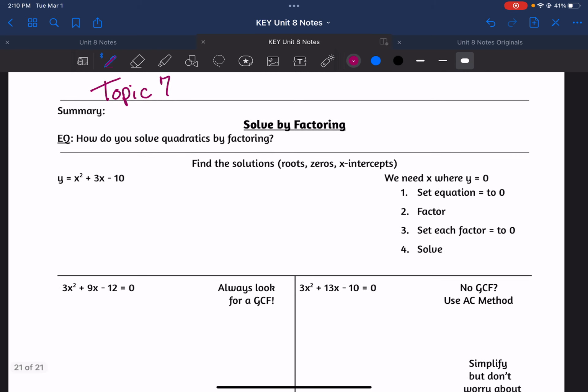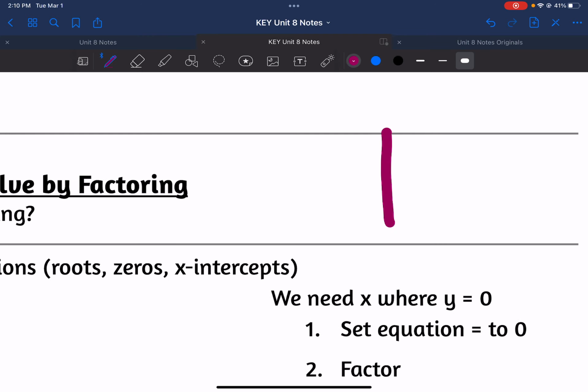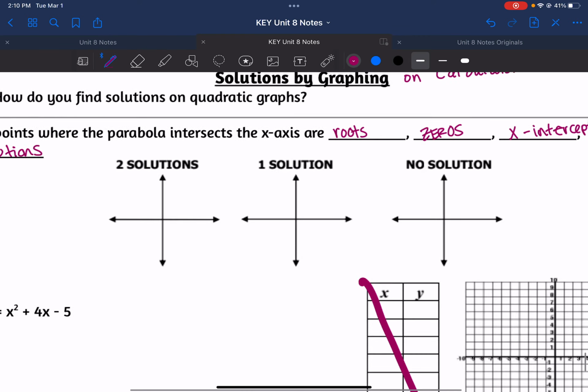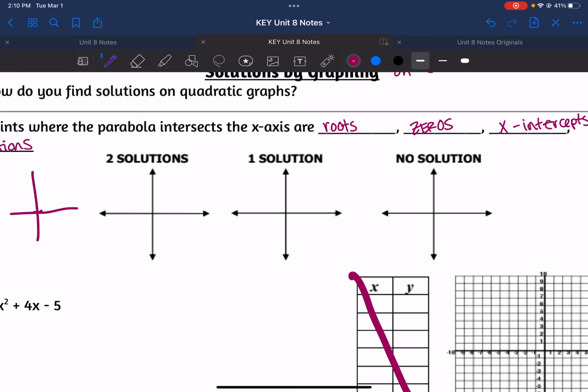Topic 6, solve by factoring. Let me quickly explain what we're doing. So remember, a graph. So we have this graph, right? We can have the parent function that looks like this. Actually, let me go up to the topic here. So, types of solutions. Remember, our parabola, our parent function looks like this. This is just a reminder.